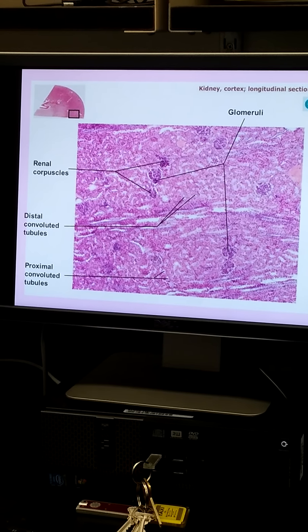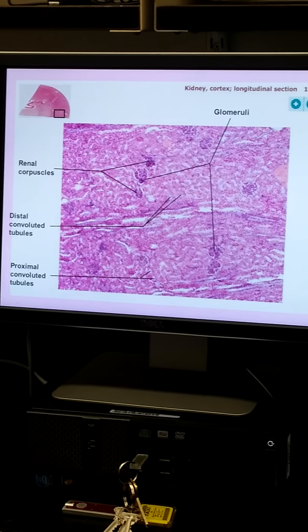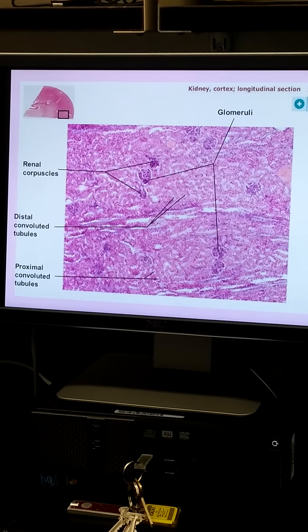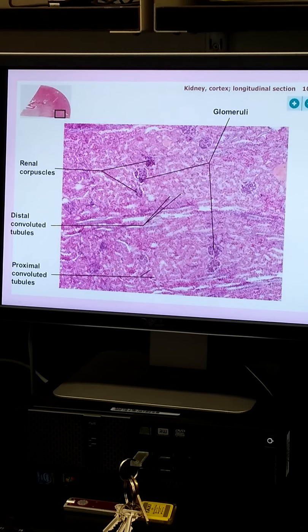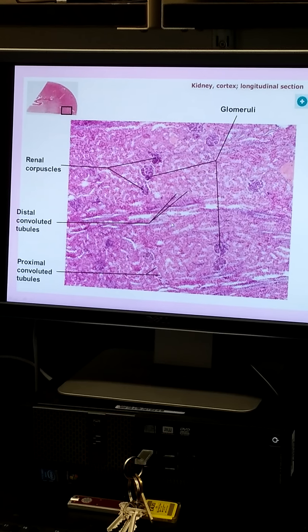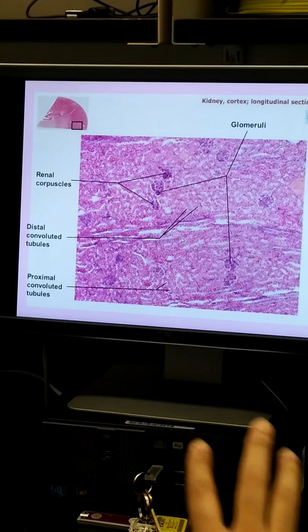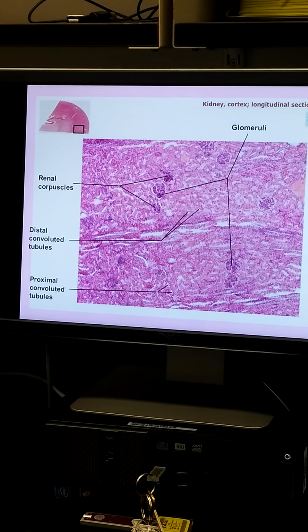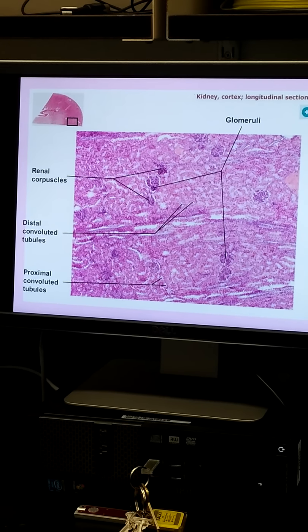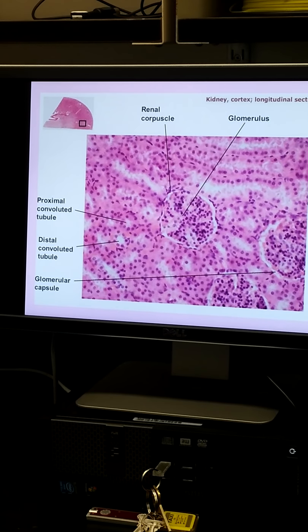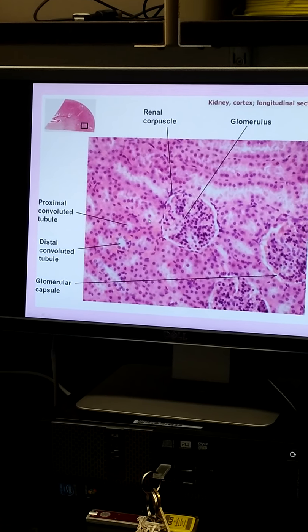Okay. Now we zoom in on this. Okay. Now you can see 100x. Okay. Now you see the renal corpuscles. Okay. And you see some distal convoluted tubules and proximal convoluted tubules, and you see glomeruli. At this point, I don't expect you to differentiate at this resolution whether it's PCT or it's DCT. Okay. Distal convoluted or proximal convoluted. However, when we zoom in, okay, now you should be able to tell some structures apart.